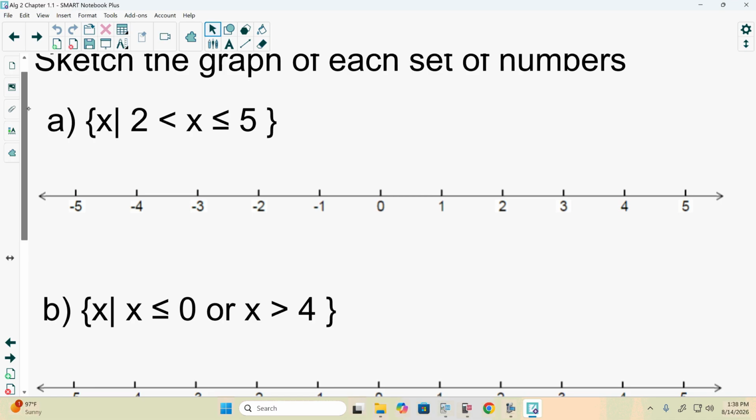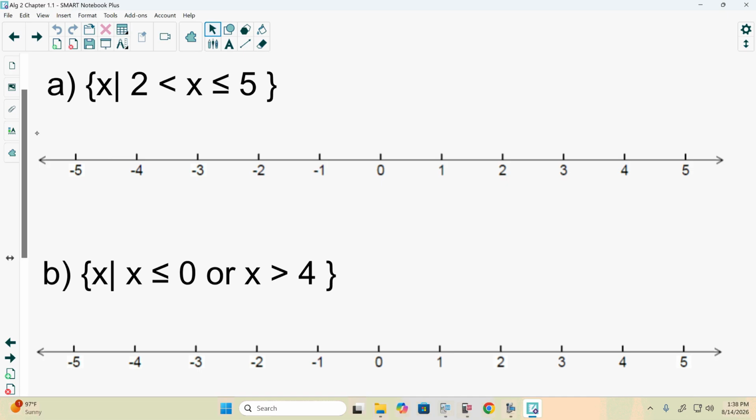Awesome. So what we're wanting to do here is sketch the graph of each set of numbers. So we're actually just wanting to sketch the graph given set builder notation. Now as we look at this first one here, the set of all real numbers x such that 2 is less than x is less than or equal to 5.